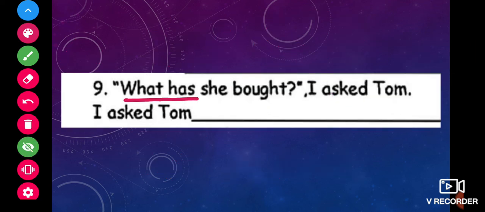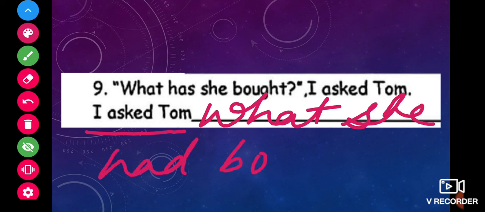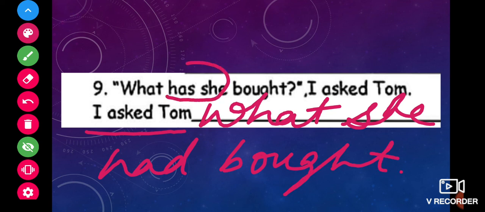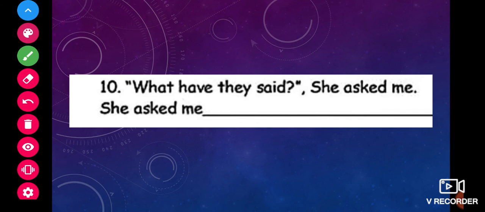Question number 9. What has she bought? I asked Tom. I asked Tom what she had bought. This is the indirect speech. So first, instead of has she, we have written she has, and then we have converted has into had because we had to change the tense. So that's all. These are the only changes.